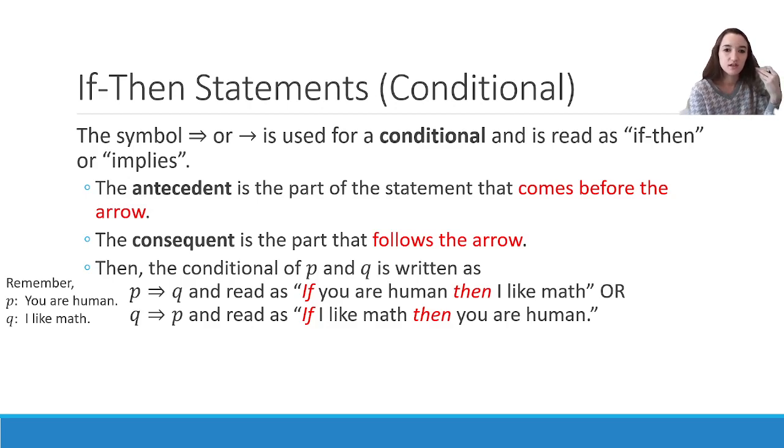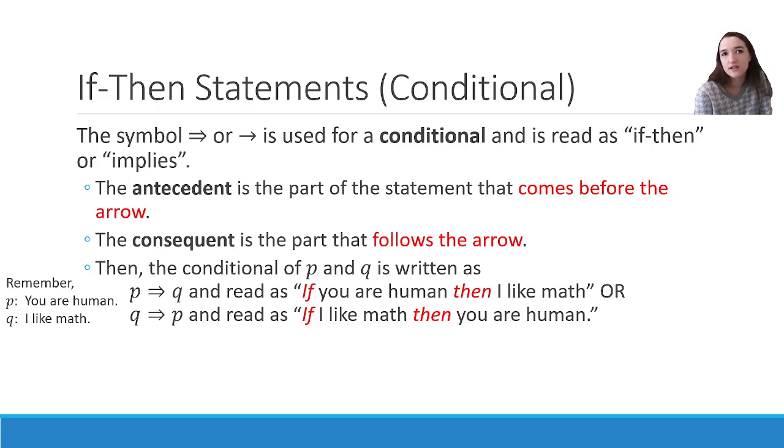Whereas if I say, you are human and I like math, versus I like math and you are human, those mean the same thing, right? I can kind of switch them around and it doesn't matter. But for an if-then statement, I can't switch them around. It does matter. We'll get to some better examples of that in a moment, but actually, I'm going to just give one right now.